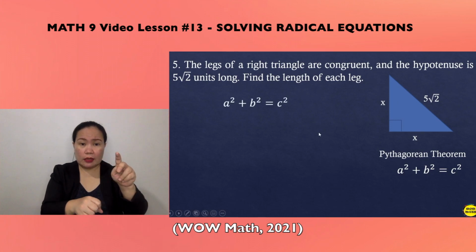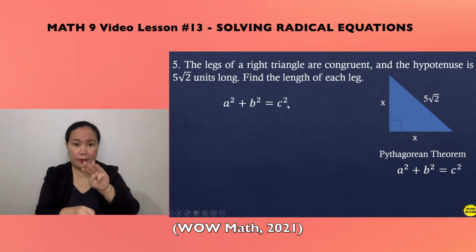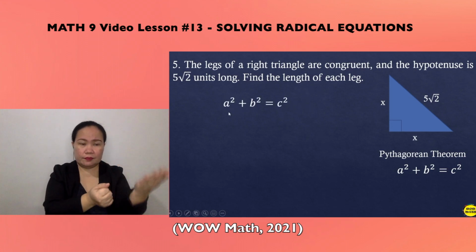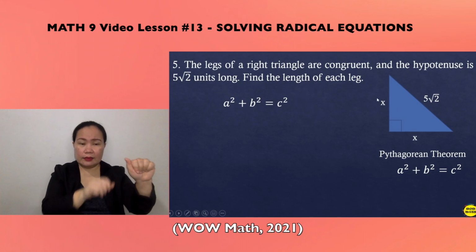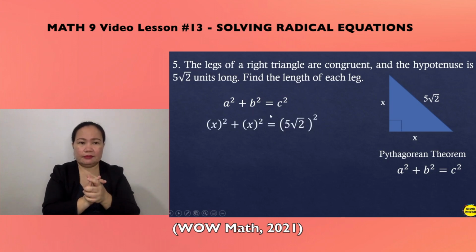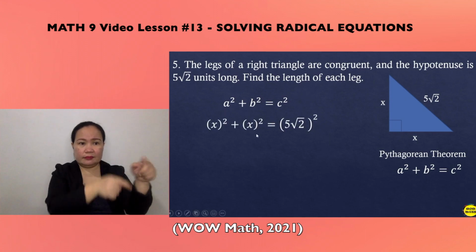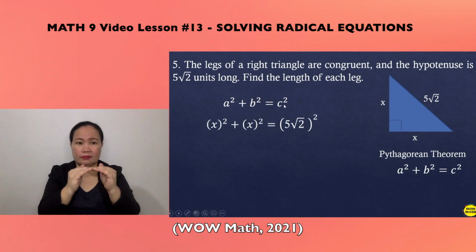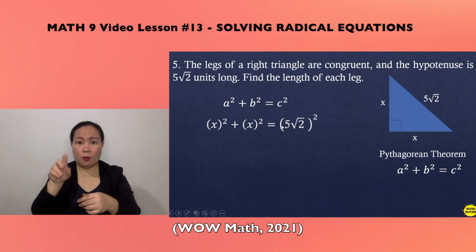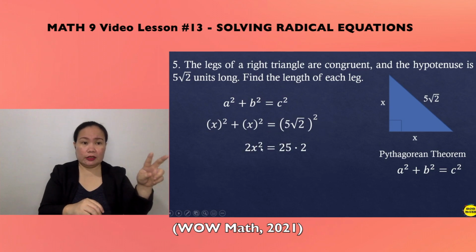So, a squared plus b squared is equal to c squared. We replace a with x. Since they are equal, because the two legs are congruent, a and b are both x. So it becomes x squared plus x squared is equal to c, which here is 5 square root of 2, the hypotenuse. So, 5 square root of 2 squared. So, x squared plus x squared, that is 2x squared.